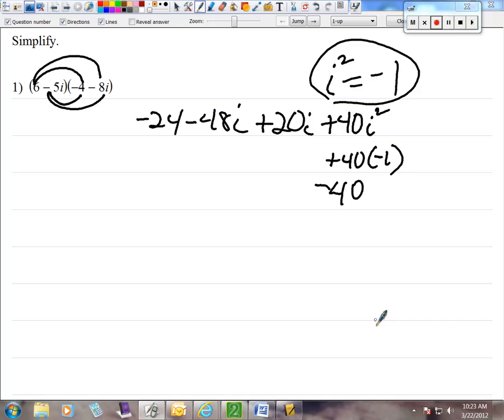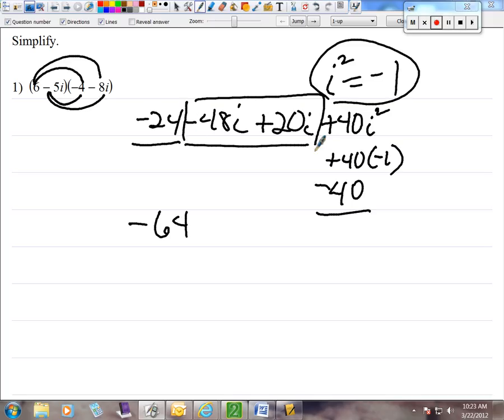Now you add like terms. We have a -24 and a -40. So you will have -64, right? We're adding. Then you combine your i's in the middle here. So what would this end up being? And now I'm finished with this one. It has to be written in a plus bi form.